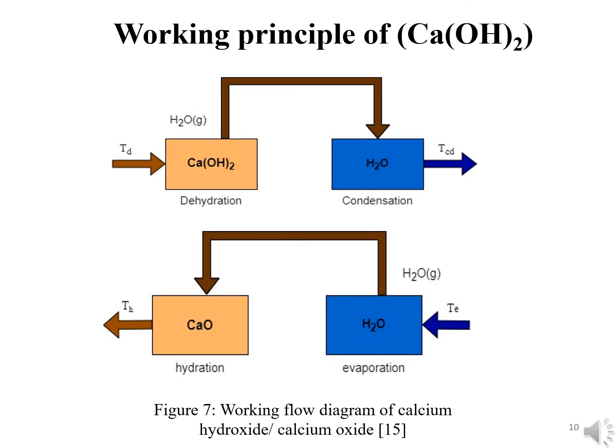Now the working principle of calcium hydroxide is shown, in which the formation of calcium hydroxide is there. Calcium hydroxide is heated during dehydration and breaks down into calcium oxide and water vapor. This type of reaction is called an endothermic reaction and the process is called the charging process. Now when a reaction is exothermic, heat is produced when water is heated to steam, which then interacts with calcium oxide to make calcium hydroxide and release heat. This type of reaction is called an exothermic reaction and the process is called discharging.